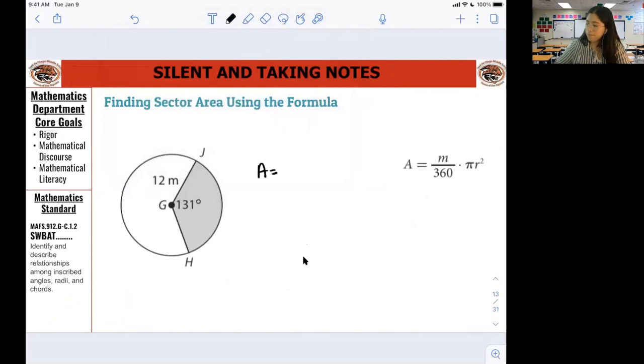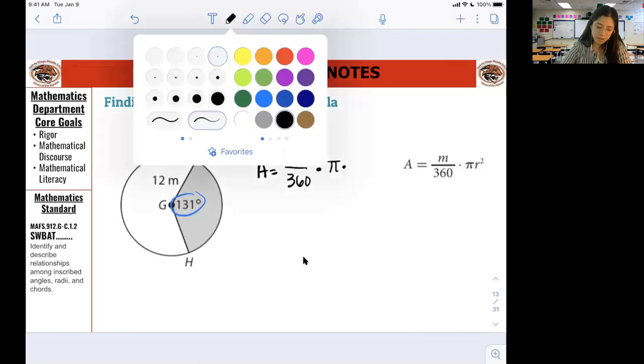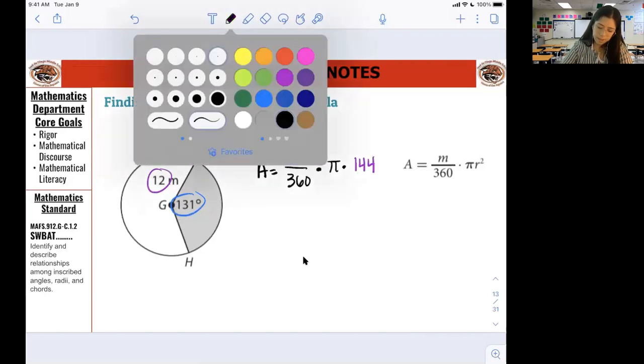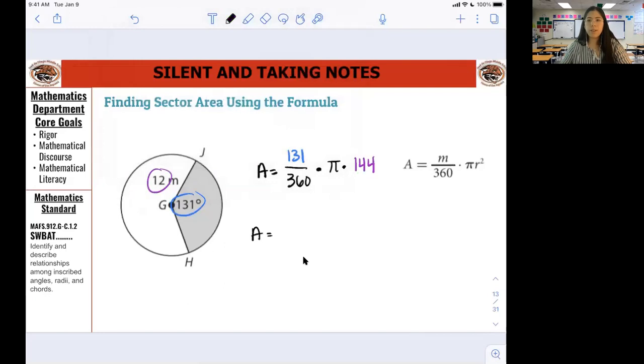What do I plug in for M? 131. So 131 over 360 times pi. Are we going to use pi, or keep it in terms of pi? Keep it in terms of pi. Okay. And what would be the radius squared? 144. Go ahead, plug things in. You can use a calculator. Let's get our answer.